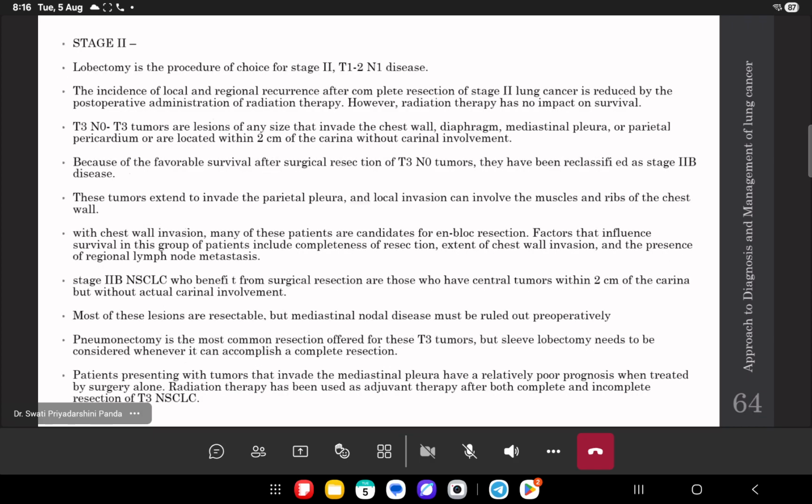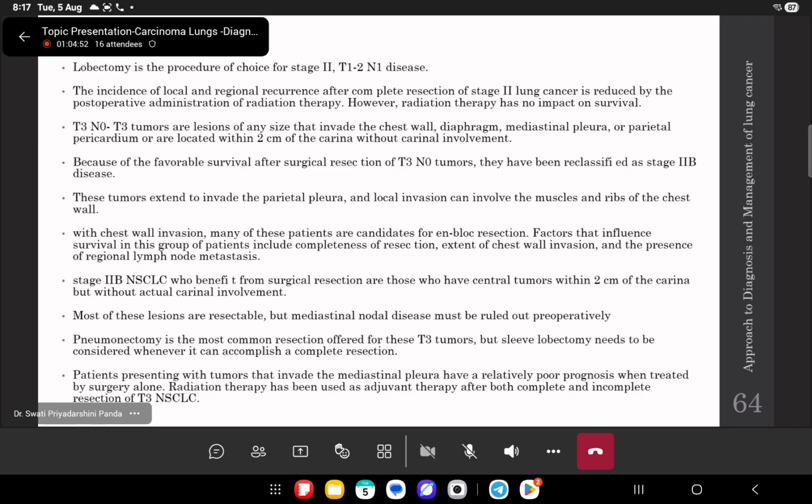Stage 2 cancer. Lobectomy is the procedure of choice for stage 2, T1 or T2 N1 disease. The incidence of local and regional recurrence after complete resection of stage 2 lung cancer is reduced by the postoperative administration of radiation therapy. However, the radiotherapy has no impact on survival. T3N0. T3 tumors are lesions of any size that invade the chest wall, diaphragm, mediastinal pleura, or are located within 2 centimeters of carina without carinal involvement. Because of the favorable survival after surgical resection of T3N0 tumors, they have been reclassified as stage 2B disease.